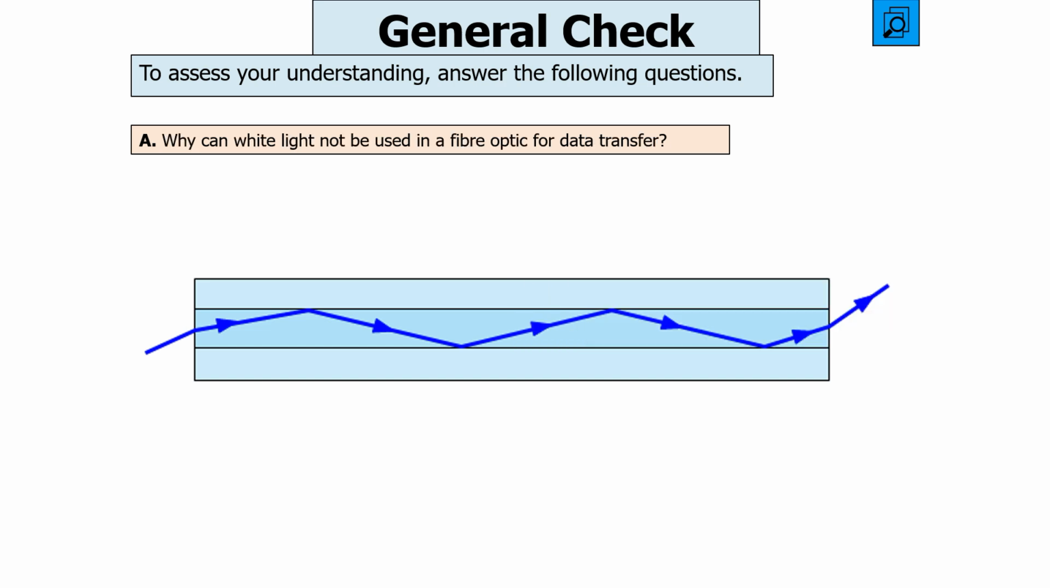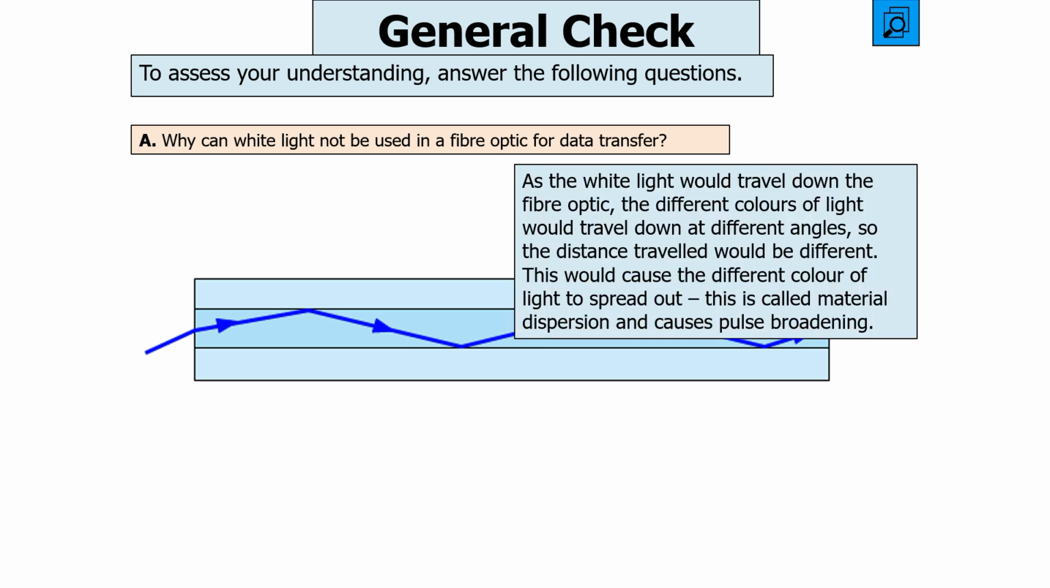Why can white light not be used in fibre optics for data transfer? So pause the video now, then unpause the video when you want to go through your answer. As the white light would travel down the fibre optic, the different colours of light would travel down at different angles, so the distance travelled would be different. This would cause the different colours of light to spread out, which is called material dispersion and causes pulse broadening.